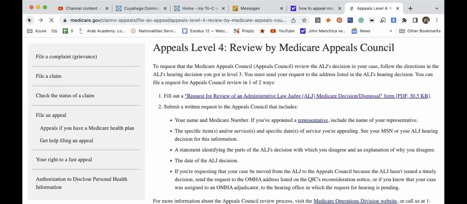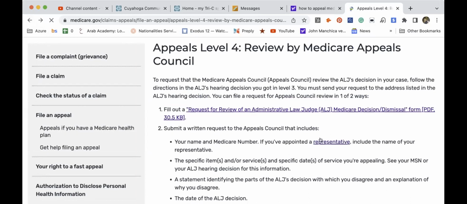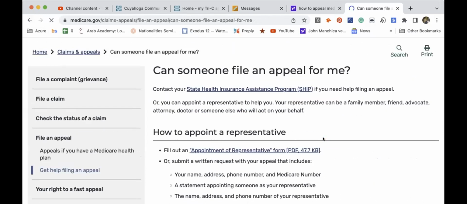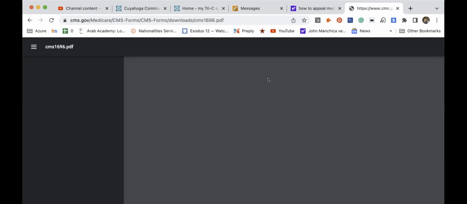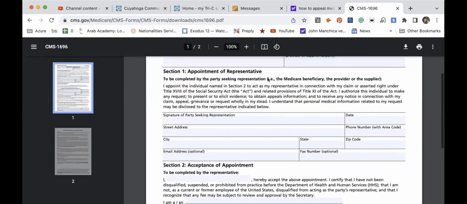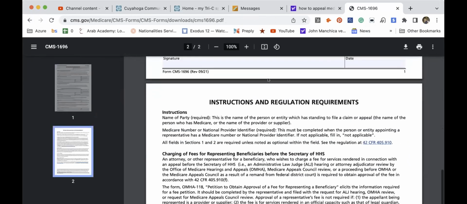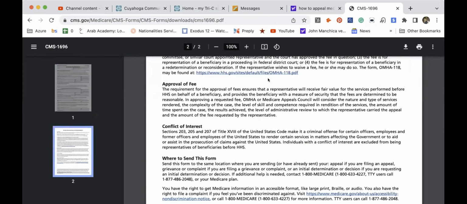And then we also need to fill out the appointment of a representative form right here. We're going to fill out this form because I'm going to represent this person in this case. So we're going to fill this out and we're going to send it in. So that will be our law office study for tomorrow.